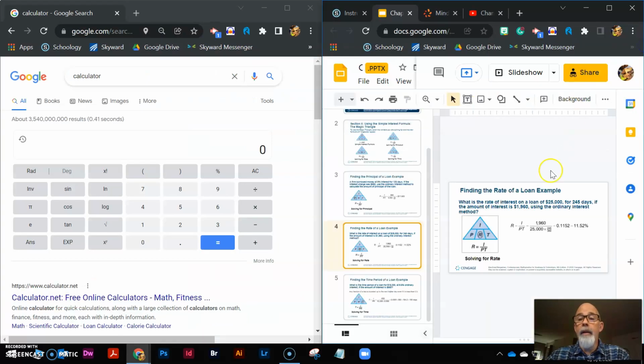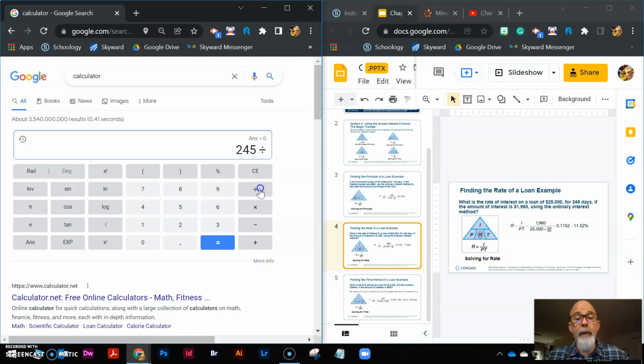So if I take a look at this problem and you're just using Google, again, every calculator is a little bit different, but the principle will be this initially to start off with. What I'm going to do is look at the very bottom. I'm going to solve for the time. I'm going to break that down and get that answer first. So I'm going to take the 245 divided by the 360, and that's going to generate this answer.